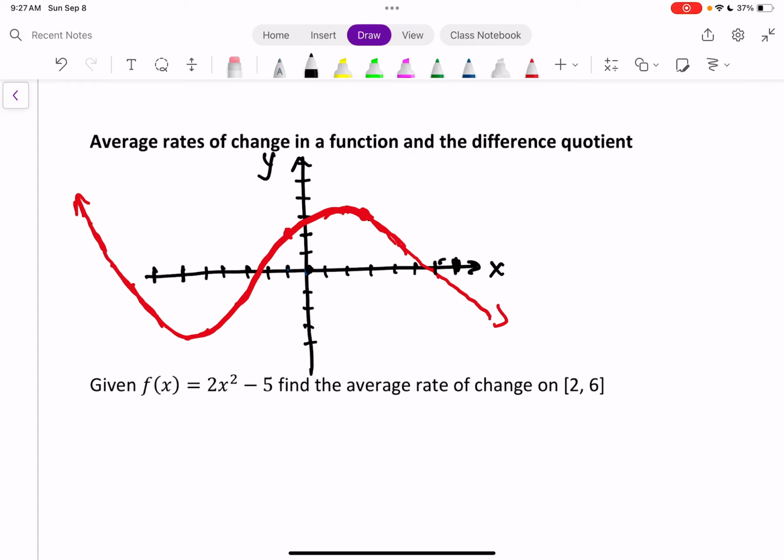So if I look at the profit of this function over the years, maybe I don't really know what happens here and there, and I just want to know what happens on average between two specific years. So if I just want to know what happens on average between two specific years, all I want to do is go straight up between those 2 points. We call that a secant line.